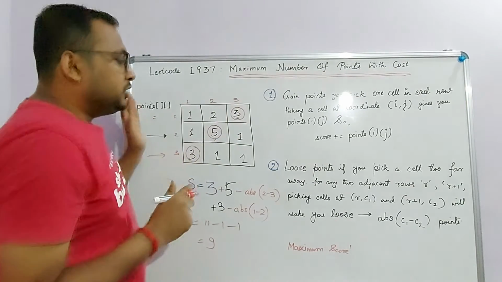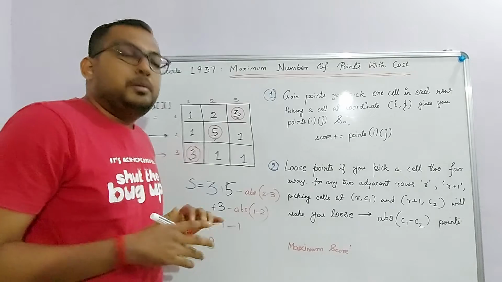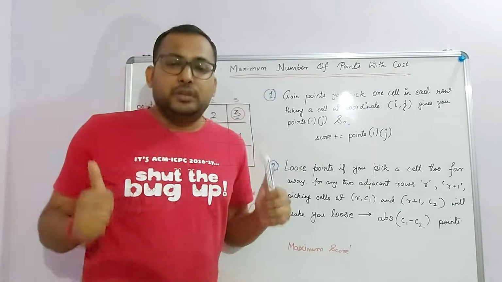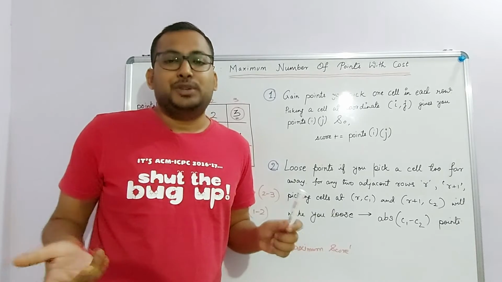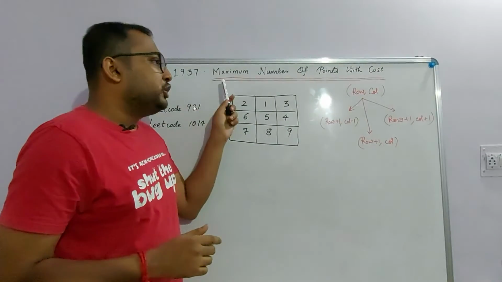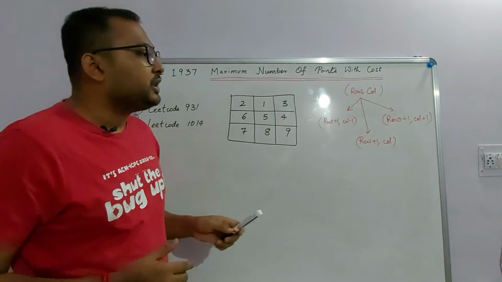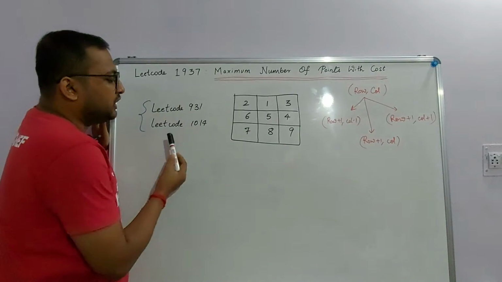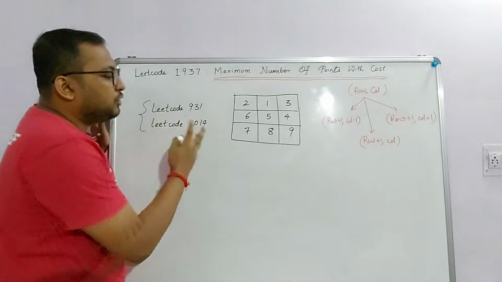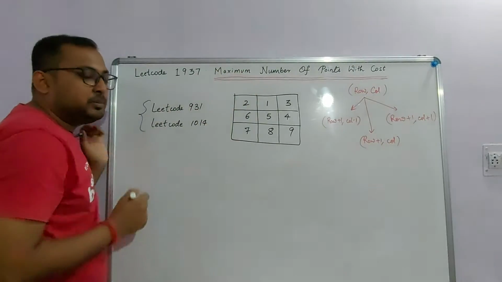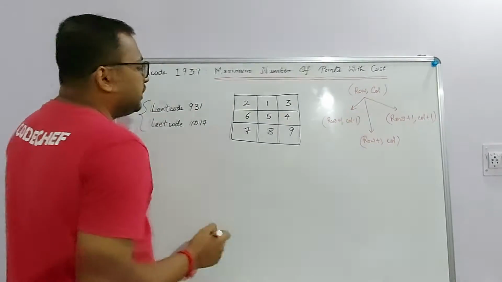So given such a 2D matrix, you have to find the best possible maximum score that you can obtain by applying these two rules. Pause the video here if you want to think of a solution by yourself, else let's move ahead. The original problem, maximum number of points with cost, can be broken down into two similar problems, which are LeetCode 931 and LeetCode 1014. If you know how to solve these two problems, then you can very easily solve the original problem. These are basically subproblems of it. So let's analyze them one by one.